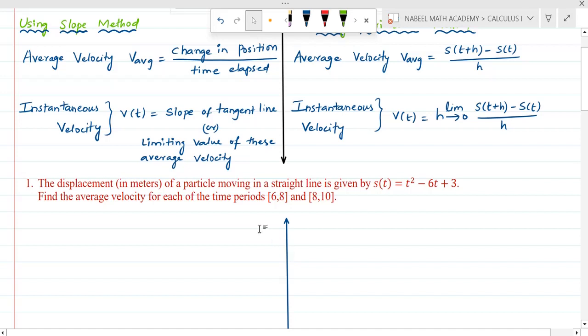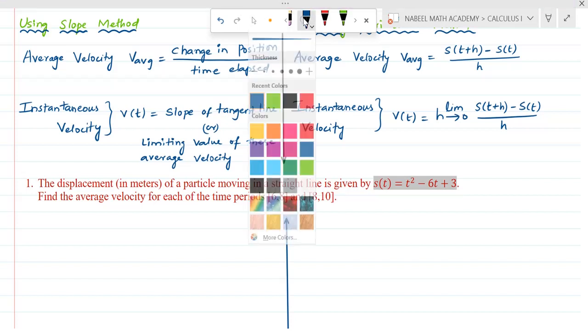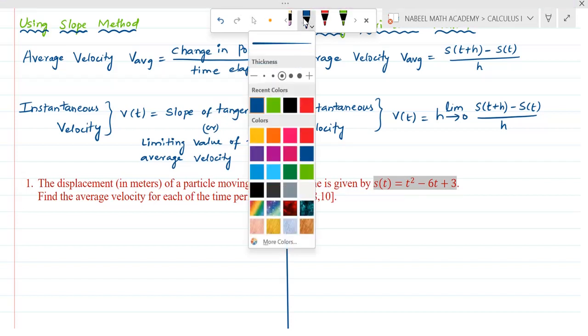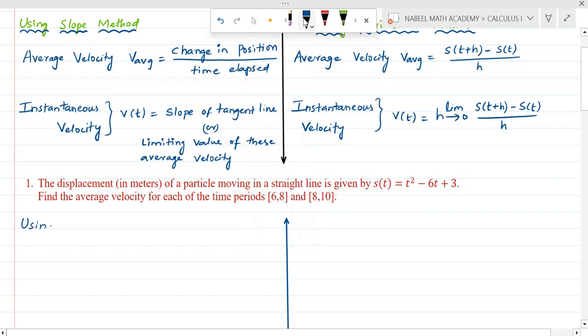The question is: the displacement of a particle moving in a straight line is given by this function. Find the average velocity over the time periods 6 to 8 and 8 to 10. So there are two intervals given, and you have to find the value for these two intervals. I will solve first using the slope method.